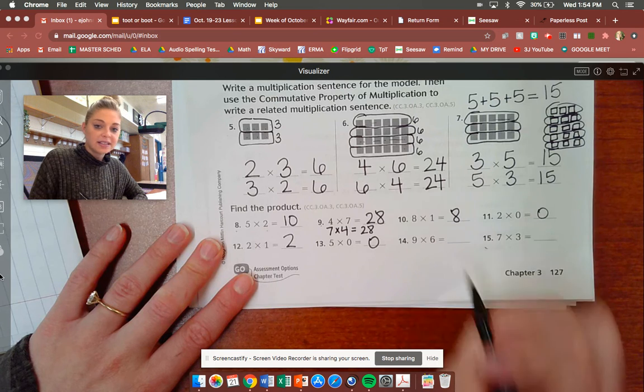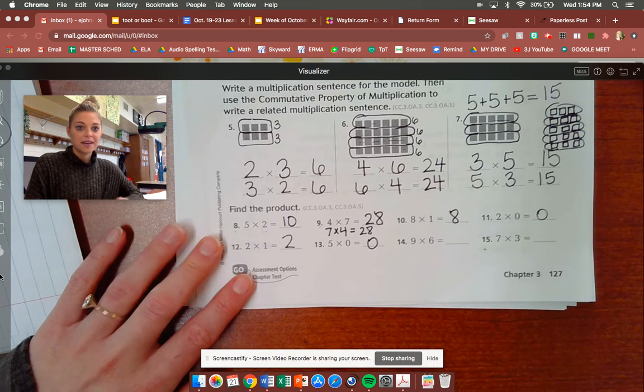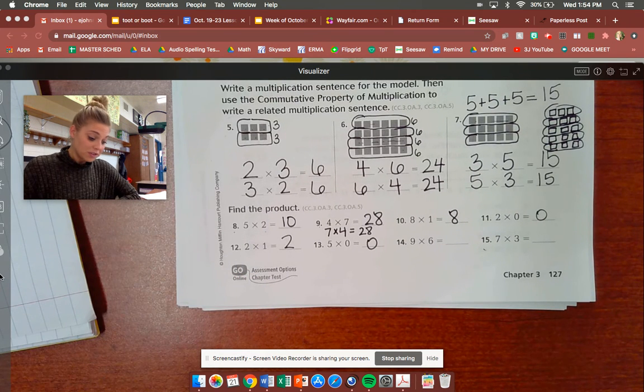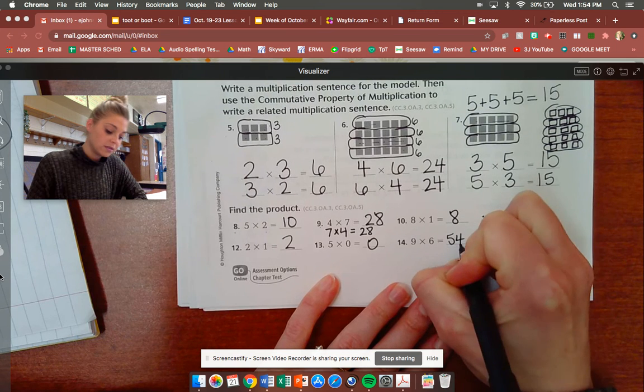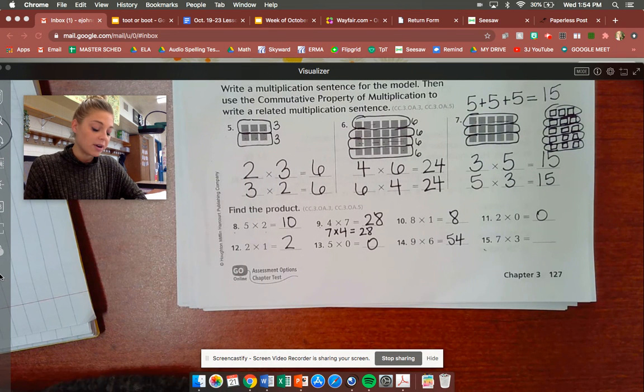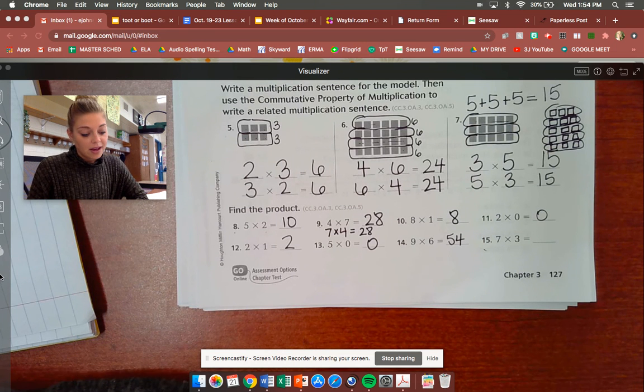9 times 6. Now, that was probably a little bit of a tricky one for you, and you probably had to draw a picture for that, and you should have got 54. So if you have 9 groups of 6, you have 54 in all. You can also skip count by 6.